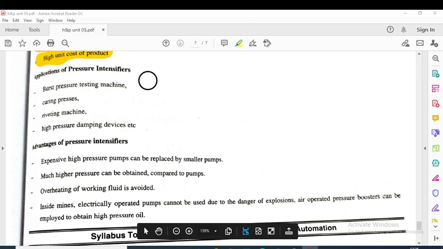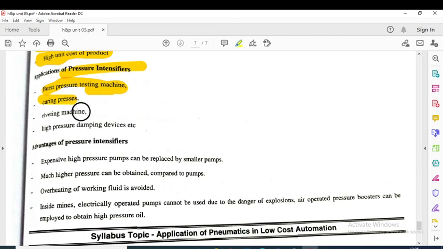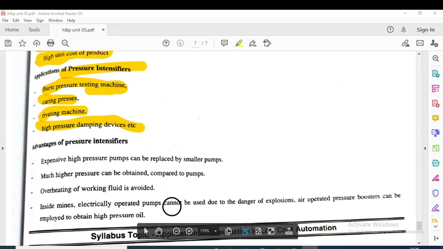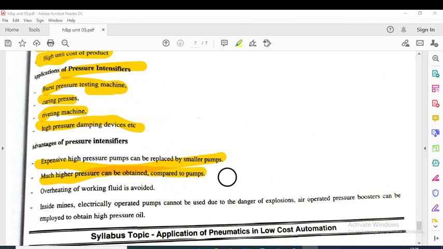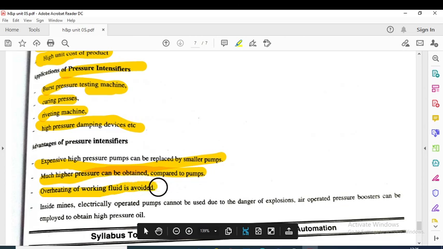Then applications of this are pressure intensifiers, burst pressure testing machines, cutting processes, riveting machines, high pressure clamping devices, etc. In these devices, pneumatic systems are used. The advantage of this pressure intensifier is that expensive high pressure pumps can be replaced by a smaller pump with the provision of a pressure intensifier. Much higher pressure can be obtained compared to the pump. Overheating of working fluid is avoided here.